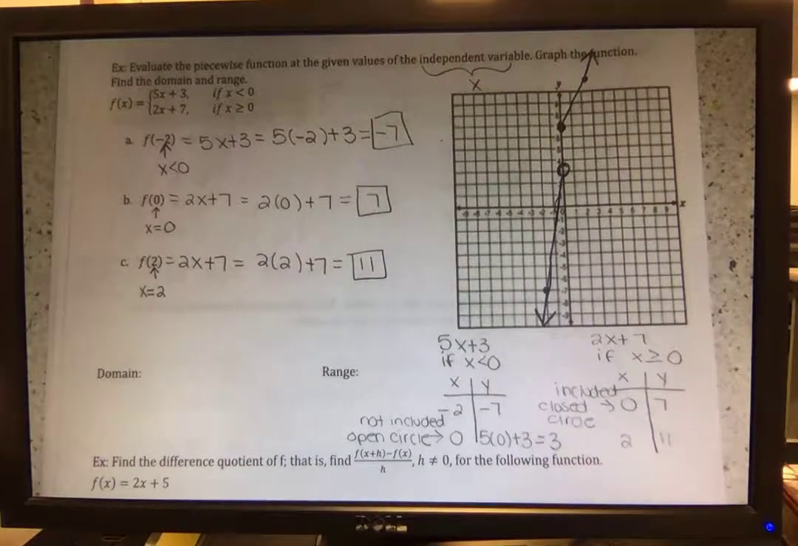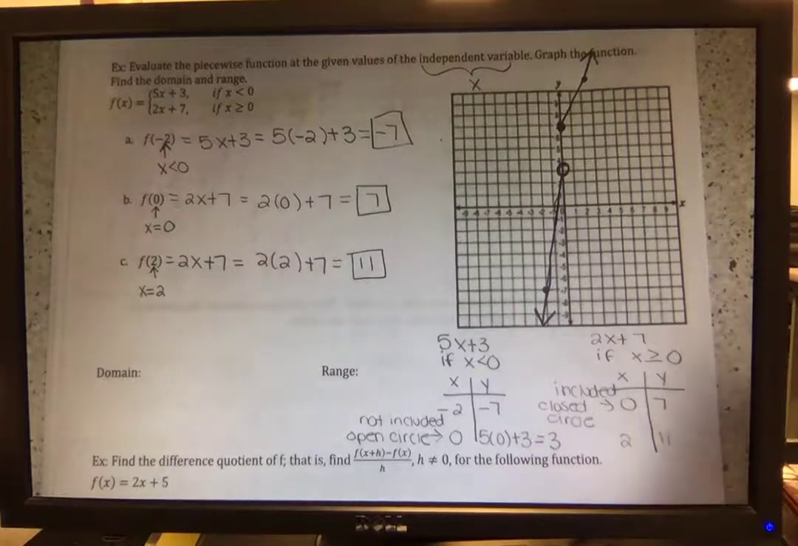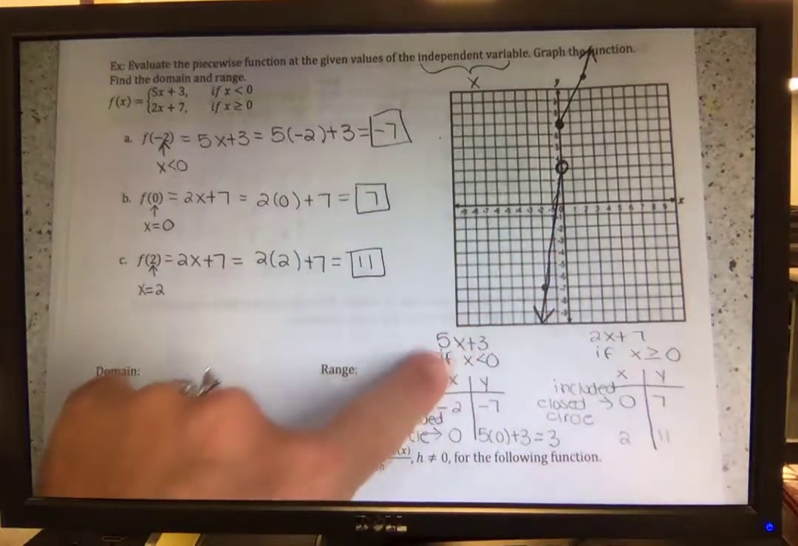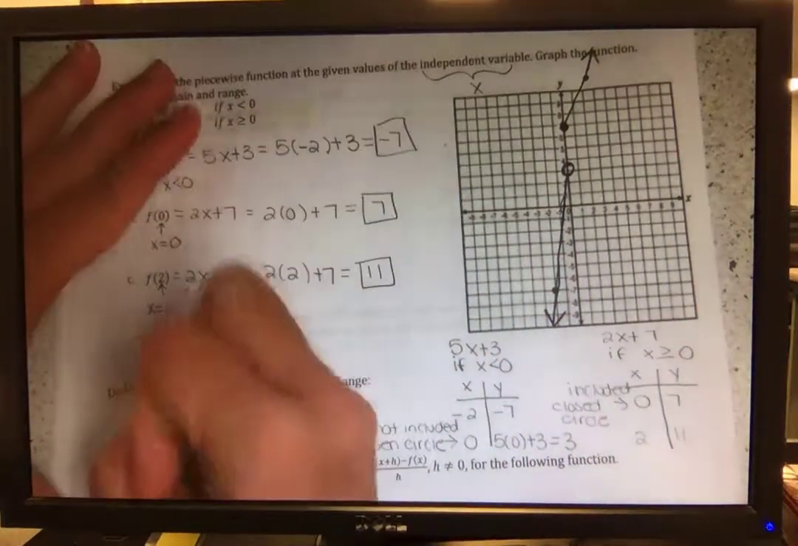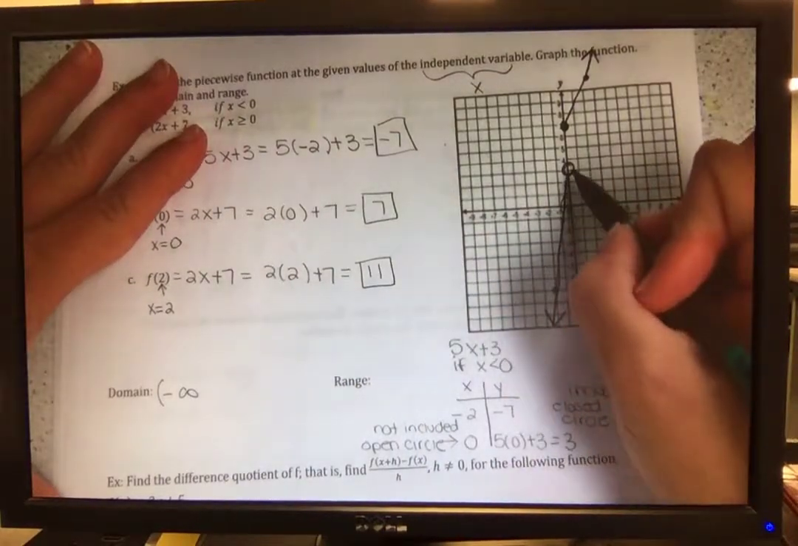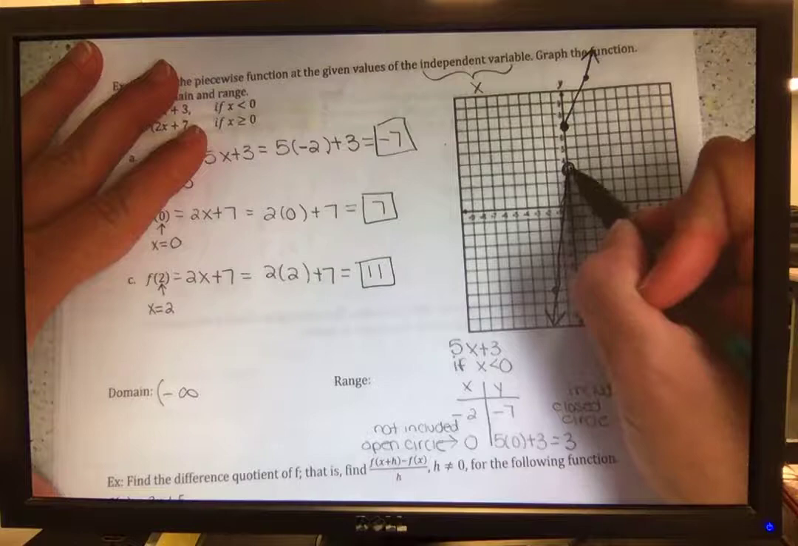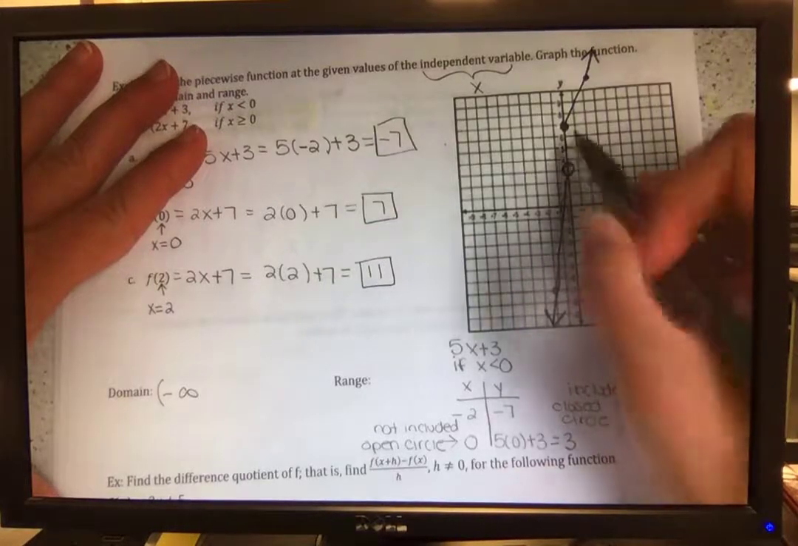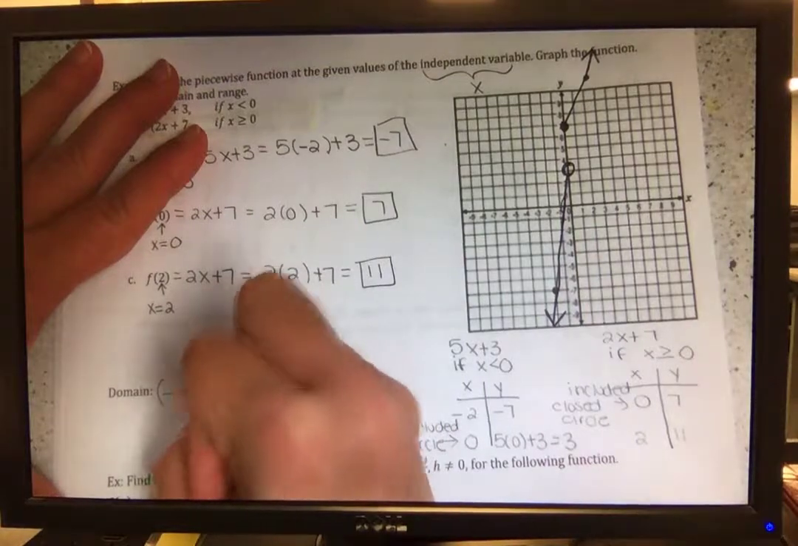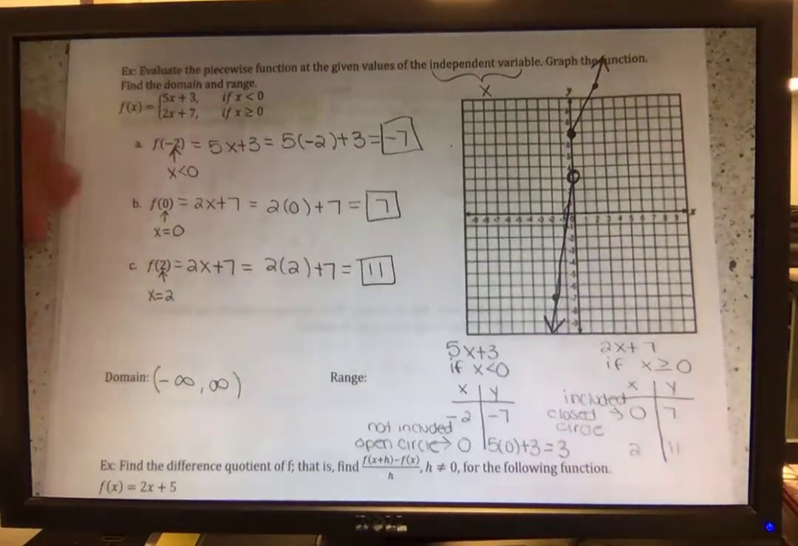Next is domain and range, which can be tricky for piecewise functions. Domain is the x values, so we're looking from left to right. The left side of my graph is going down and slowly over to the left forever, so it's going towards -infinity. The graph is coming up. At 0, it just stops here. It doesn't, but it jumps up here. So 0 is included, so 0 is okay. And it goes on forever to the right. So from negative to positive infinity. You can plug in any values for x.